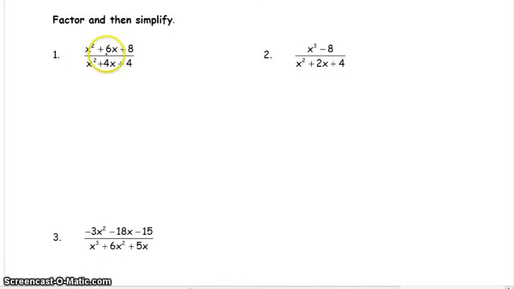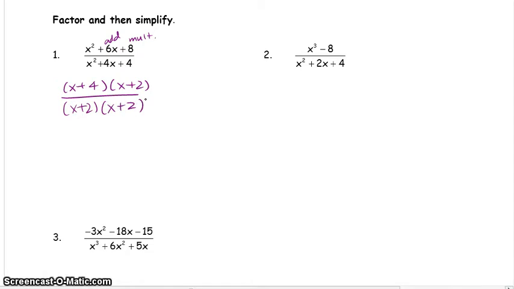Looking at the top, this is just our normal factoring. We see what numbers multiply to be 8 but add to be 6. Well, that's just a positive 4 and a positive 2. And then same thing for the bottom. We say what two numbers multiply to be 4 and add to be 4. Well, that's just x plus 2 and x plus 2.